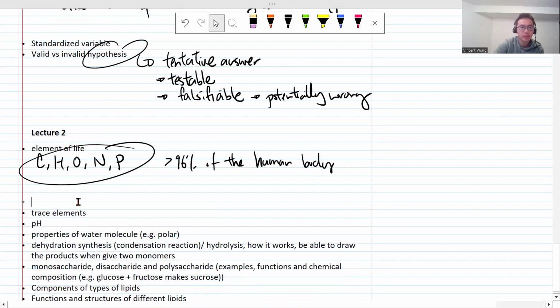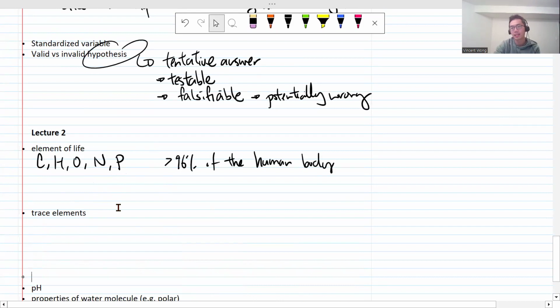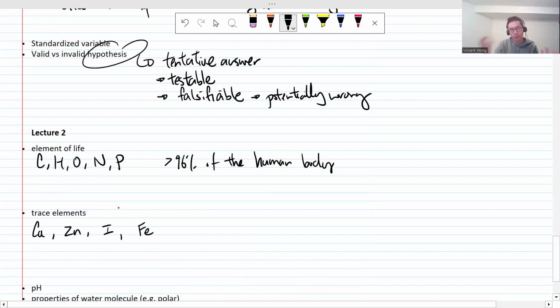In addition to these key elements, there are also trace elements, right? So trace elements are elements that are required in small quantity in the body. So things like calcium, zinc, iodine, right? We mentioned iron in class as well. So these things, we don't need a lot of them. In fact, if you have too much, it can lead to overdose in some cases, like iron overload. That's not a good thing, okay?